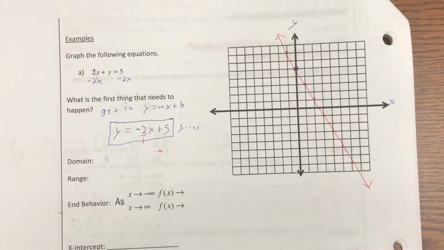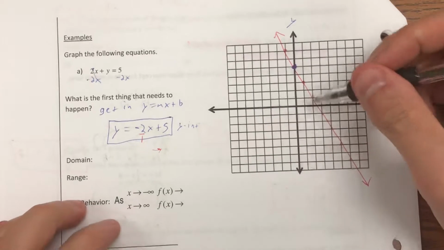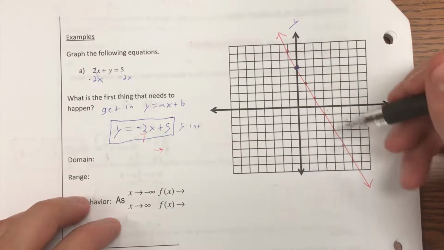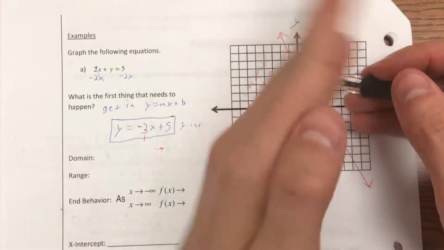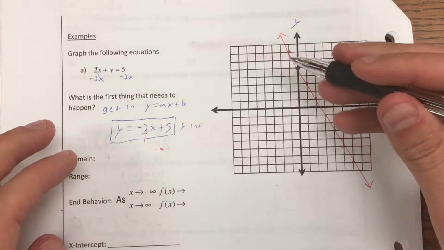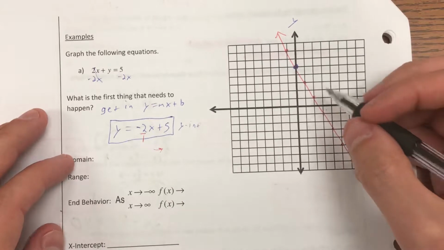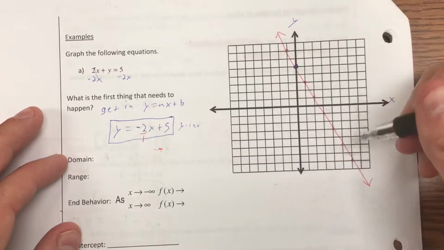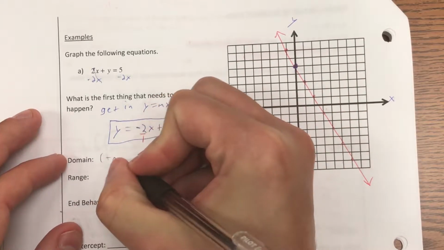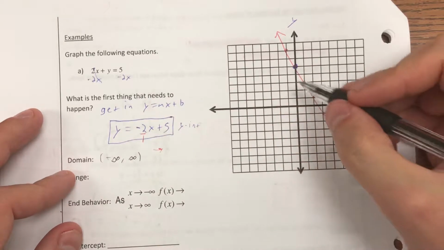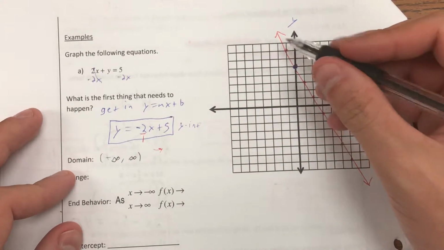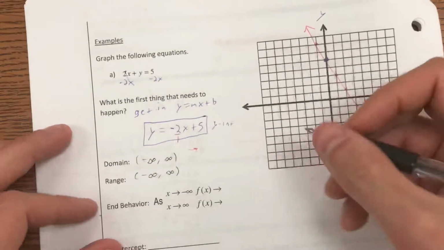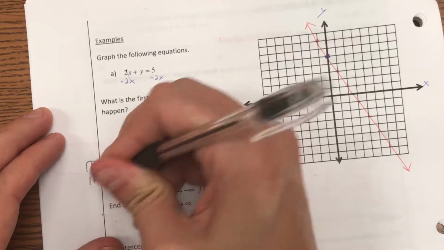Domain and range should be everyone's favorite question, because lines, they go left forever, they go right forever, they go up forever, they go down forever. The only exception is either a vertical line or a horizontal line, but since we're not dealing with those at the moment, domain and range is just always going to be negative infinity to positive infinity. As you can see, this is pointing to the left and the right. So domain negative infinity to positive infinity. It is going down to negative infinity, up to positive infinity. So negative infinity to positive infinity. Or if you feel like it, you can just do the symbol for all real numbers.